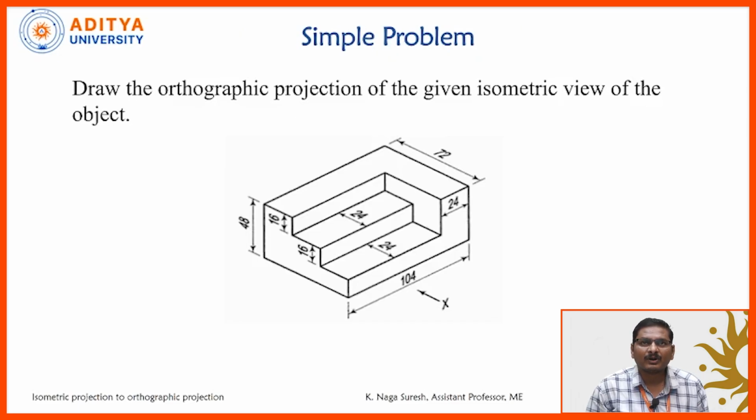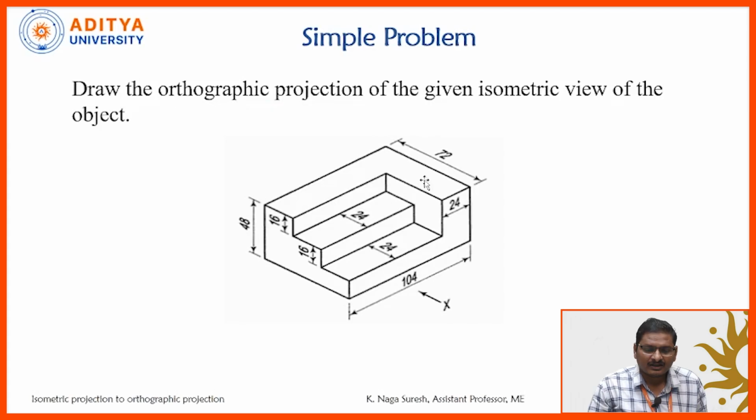So this is the simple problem. It is like a stairs. This is the one object. Draw the orthographic projection of a given isometric view of an object. Let's see how to draw this object in AutoCAD. Now we will discuss. So this is the 3D structure. This 3D structure we convert into a 2D structure like front view, top view and side view of the object.